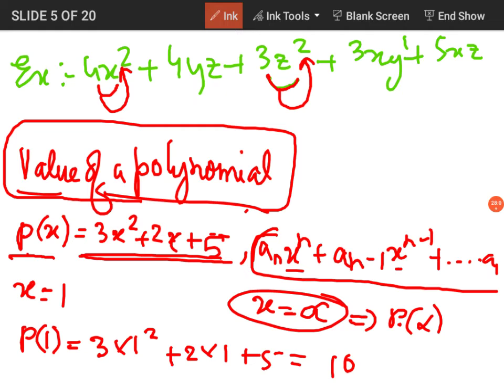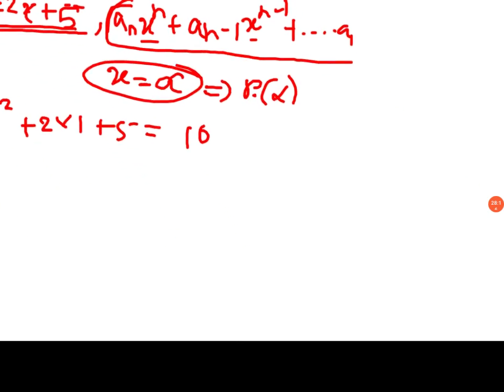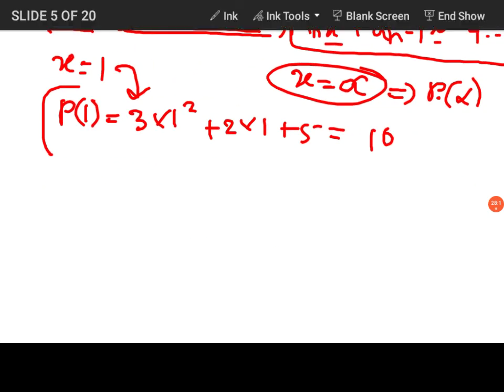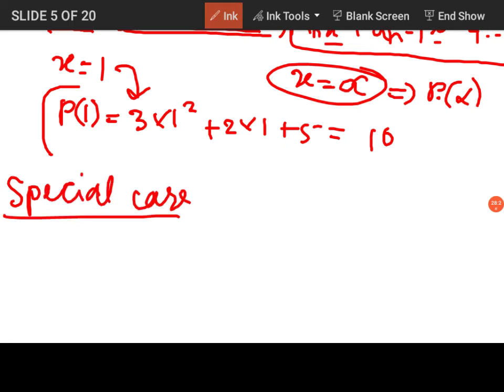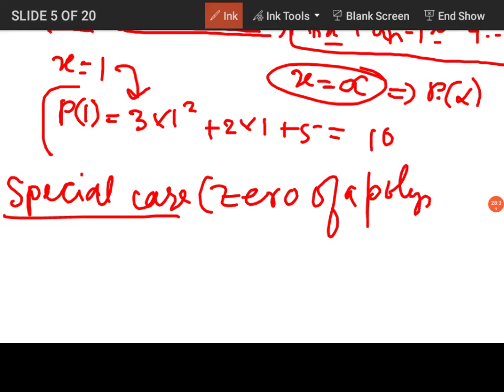So very simple. I also have shown this with an example, so I prefer you to understand this concept with this example. Okay, so I hope that you now know what is the value of a polynomial. Now there is a special value of a polynomial, a special case. This is also called the zero of a polynomial. Okay, zero of a polynomial.